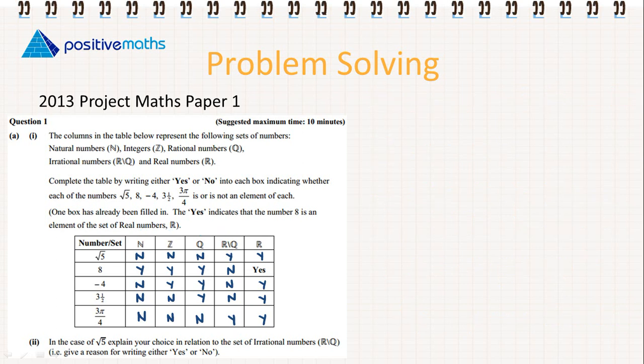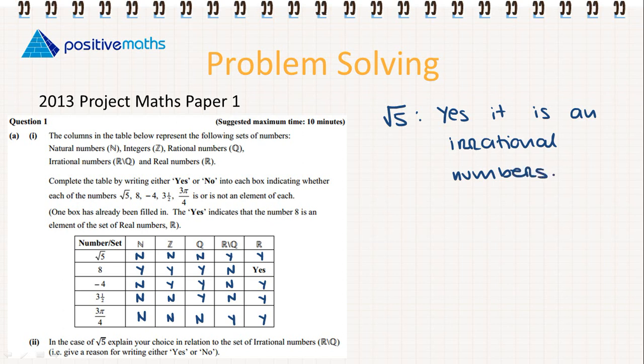For part 2 of this question, it asks, in the case of the square root of 5, explain your choice in relation to the set of irrational numbers. So, give a reason for writing either yes or no. For the square root of 5, we put that yes, it is an irrational number. So we have to explain our answer. We explain it by saying that the square root of 5 cannot be written as a fraction.